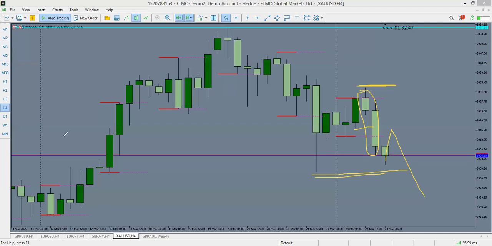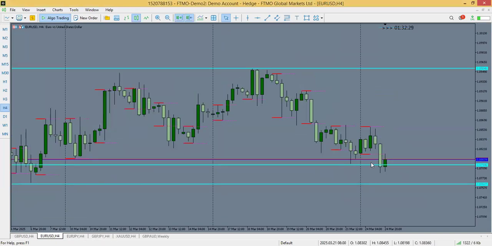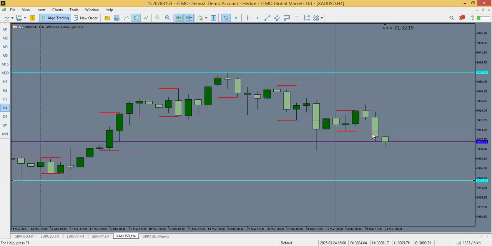So right now we're very bearish. EU is very bearish. Gold is bearish as well. GU is bearish, but it's a bit stronger. You can see it's looking too strong for my liking compared to EU, right? This one is looking more like price that wants to go down.